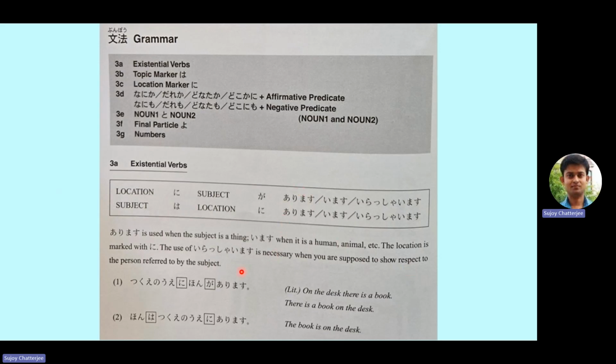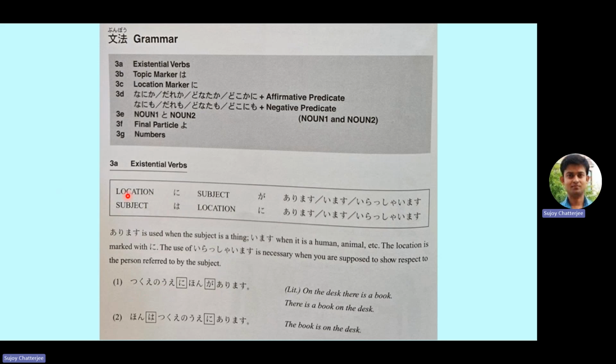So now let's look at these examples. Tsukue no ue ni hon ga arimasu. So tsukue means table or a desk. No particle means the position indicator. Ue means above or on something. So tsukue no ue means on the table. That means tabletop. Table's top. Now since this is a location, ue is above or on something, so this is indicating some location.